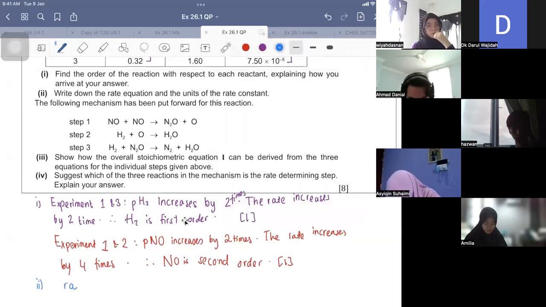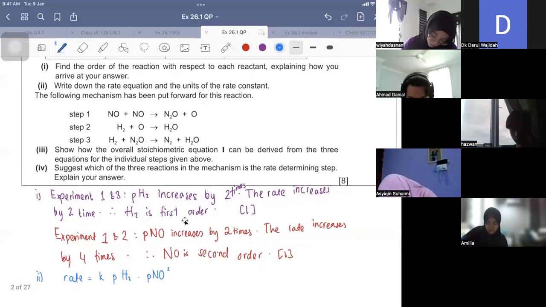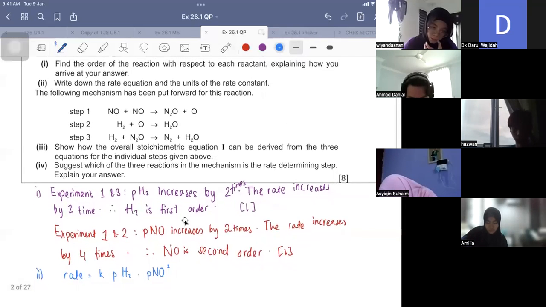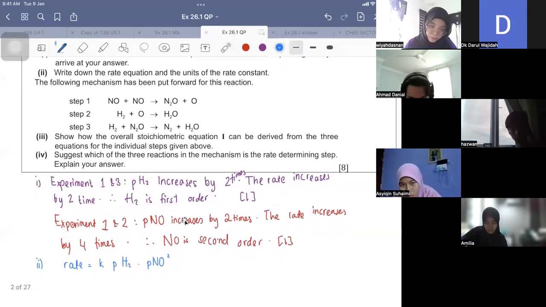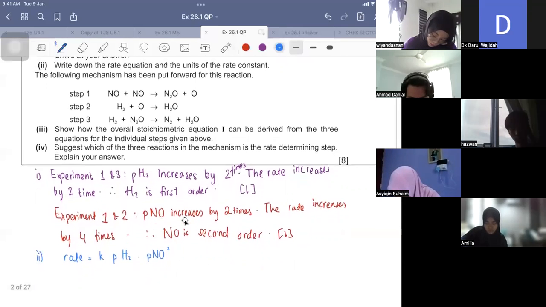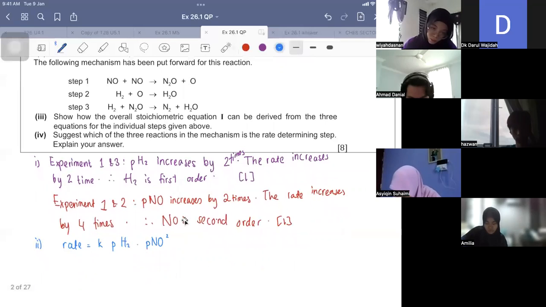So rate is equal to k times the partial pressure of hydrogen, which is first order, times the partial pressure of nitrogen monoxide, which is second order, so we square it. Okay, they want us to work out... oh, we don't have to work out the k, we just have to write down the units, right? Oh, okay, right. So I thought we had to work out the k.